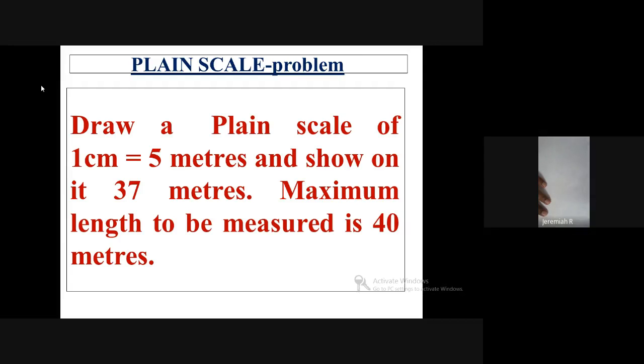Just copy the question. Draw a plane scale of 1 centimeter is equal to 5 meters and show on it 37 meters. Full stop. Maximum length to be measured is 40 meters. So all of you copy the question. Yes, sir.